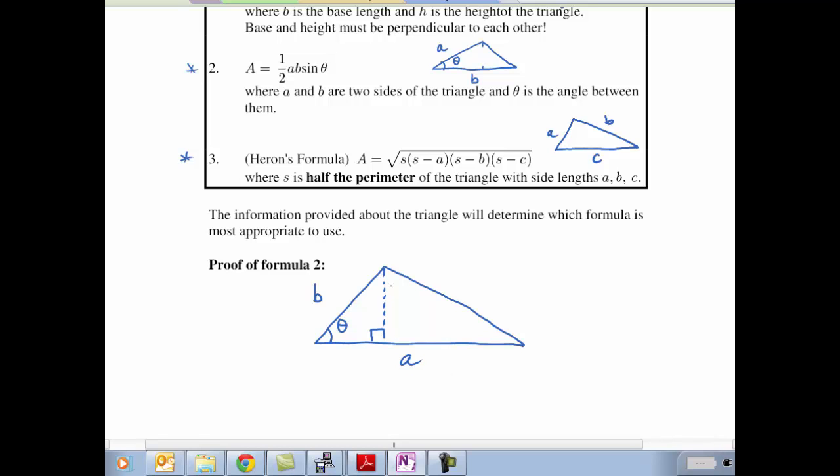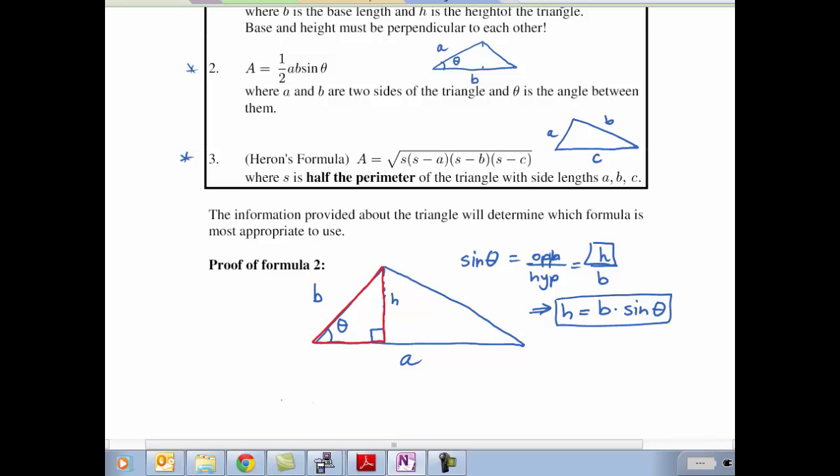What we're going to notice is if we draw in what's called the height, we've got this 90-degree angle here, right? And the sine of that angle theta, if we look at this right triangle here, we can see that sine of theta should be the opposite, which would be h divided by the hypotenuse, which is b. And if we solve that for h, we've got h is the same thing as that side b times the sine of theta.